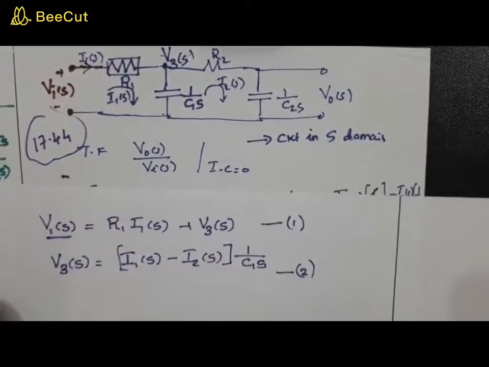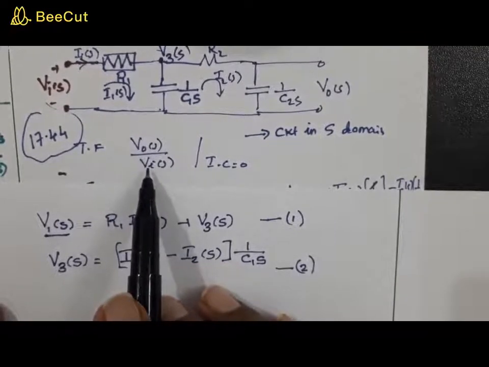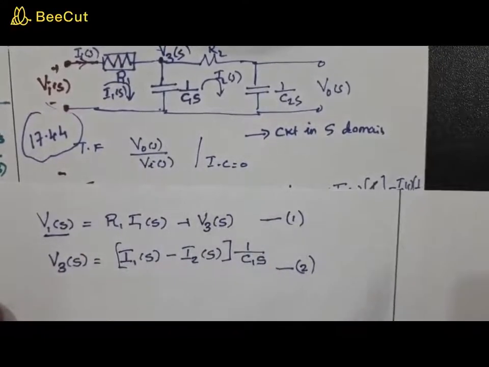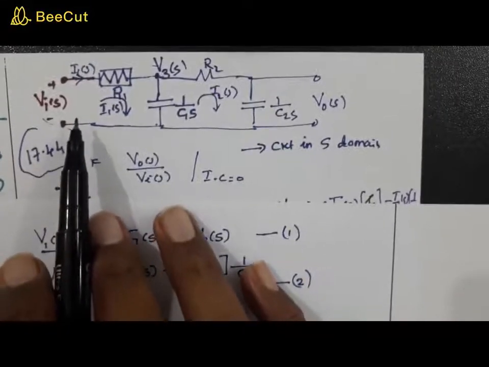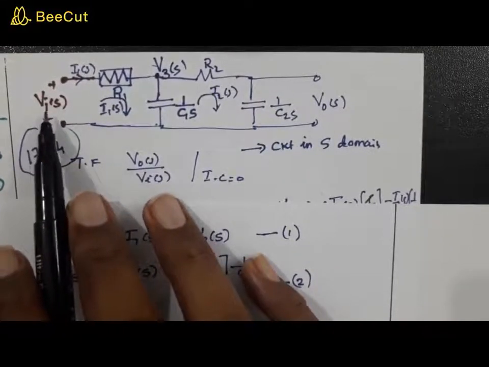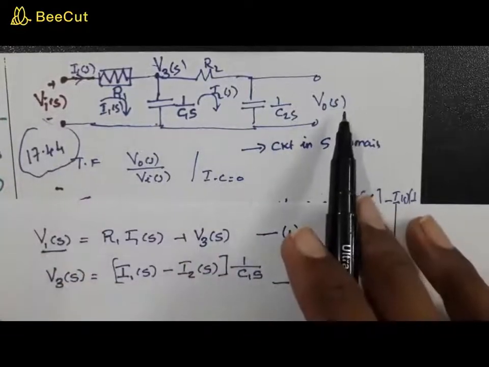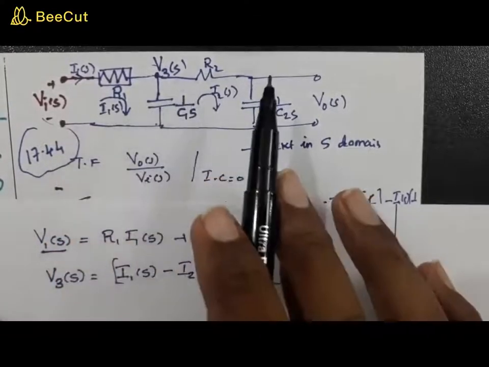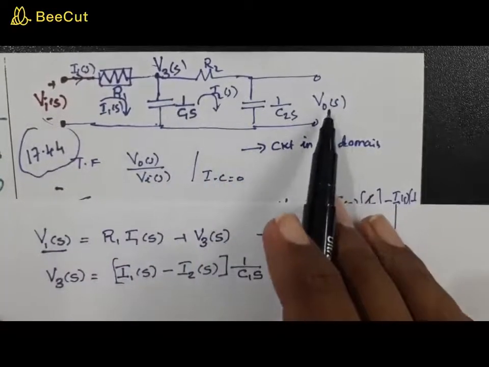Okay, now in order to get the transfer function, you are actually in search of a relationship which has only Vi of S and V0 of S. Then we will be able to get the transfer function. But just by observing the figure, you will not be able to get a straight equation relating Vi of S and V0 of S, because even if you apply KVL or KCL, you won't get a single expression relating Vi of S and V0 of S.